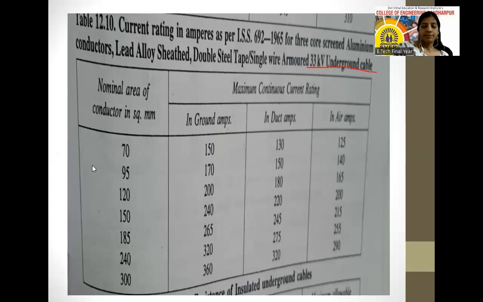Okay, just take a note here. Whenever you are selecting a size, keep in mind that this column is given for the ground. If that cable is going underground, then you have to select the size from this column. In duct, if a duct is mentioned, then you have to select this column. If that conductor is in open air, then you have to select this column. So don't select just any column from this.